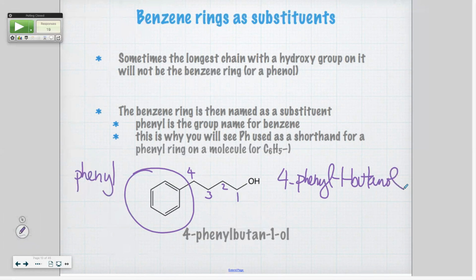Okay, this benzene ring as a substituent doesn't have any special preference for numbering. It's all alphabetical, just like the other rules. You'll notice that there's an OH in this compound and a benzene ring, but it is not named as a phenol. Why not? Because the OH is not on the benzene ring. Any questions? Are you with me? Okay, so phenyl is the new word.